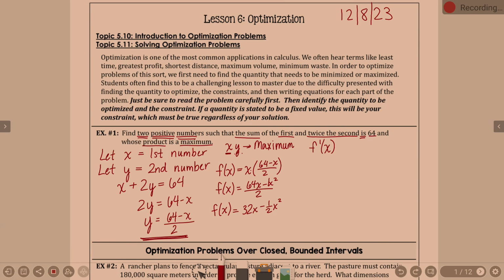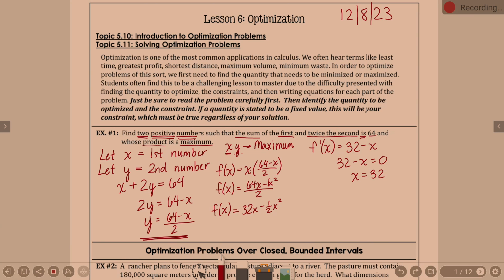So now we take the derivative. f prime of x is 32 minus x. That was too easy. See, we did all the hard work to begin with, so we made it easier there. If we're trying to find a maximum, what do we do? Set it equal to 0. And x equals 32.